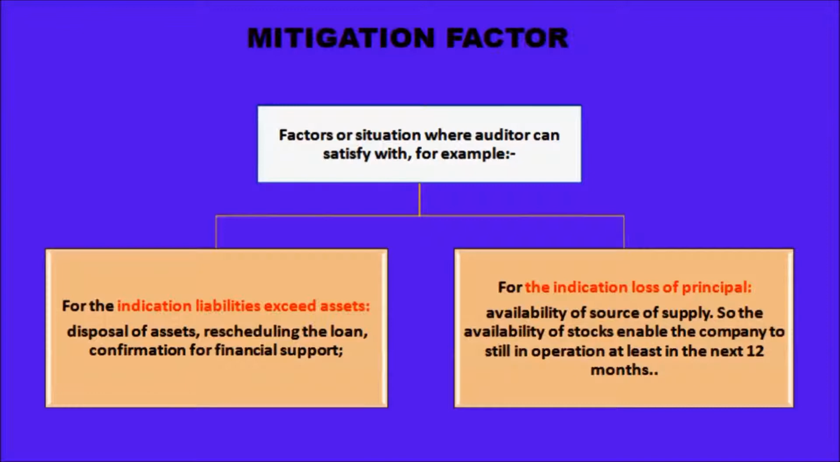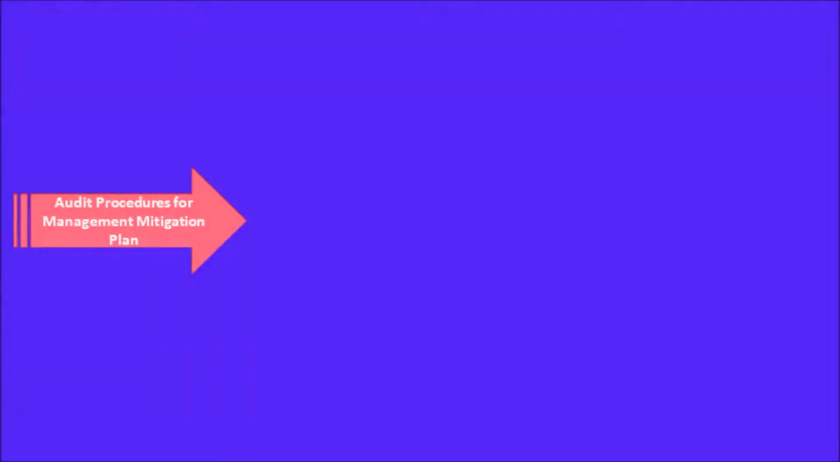While the indication of loss of principal may be mitigated by availability of source of supply, so the availability of stock enables the company to still be in operation at least in the next 12 months. Then, here are the audit procedures for management mitigation plan. It consists of three types of evidence.